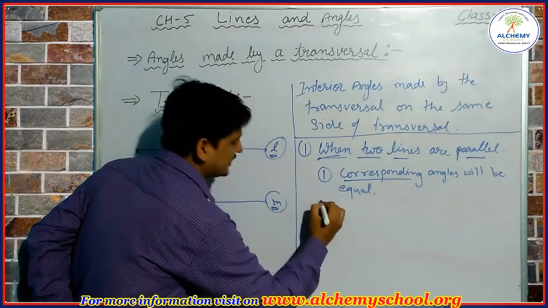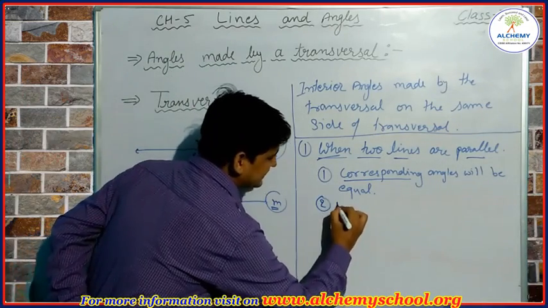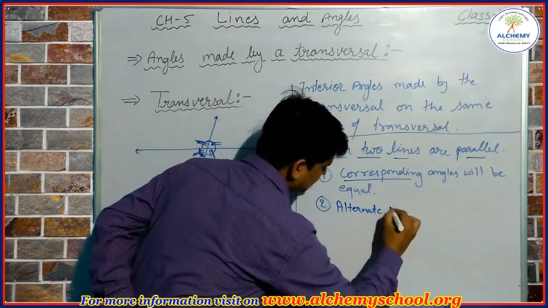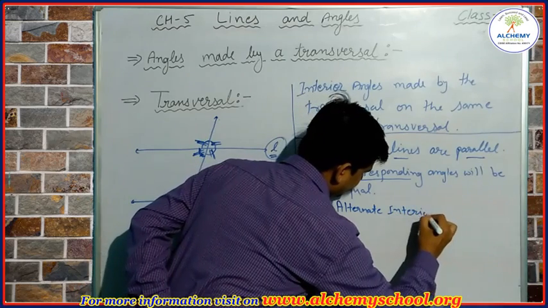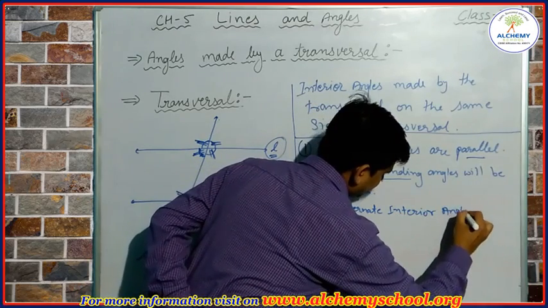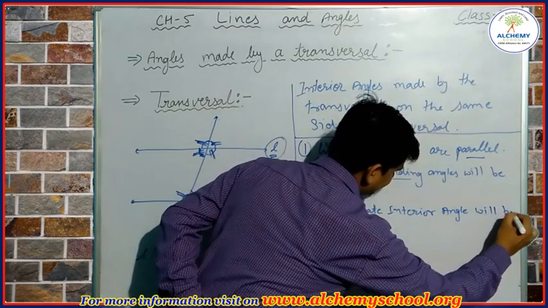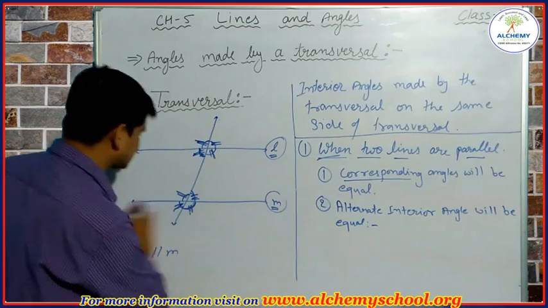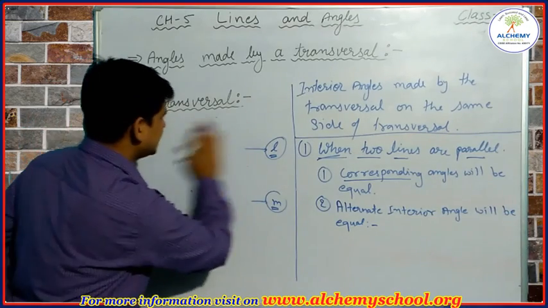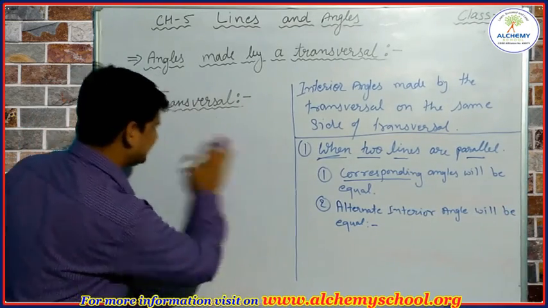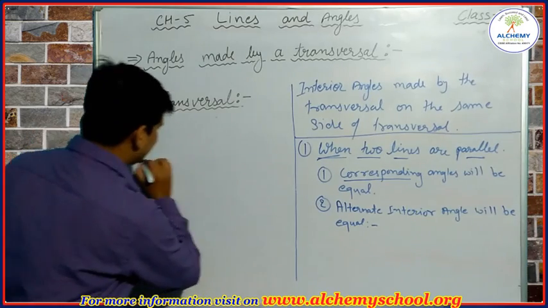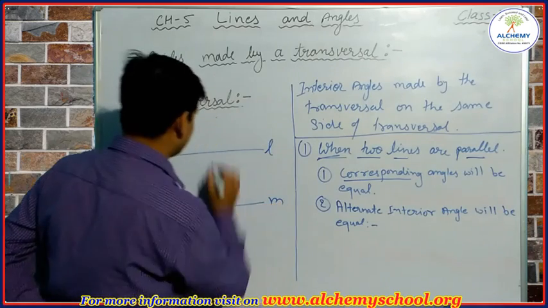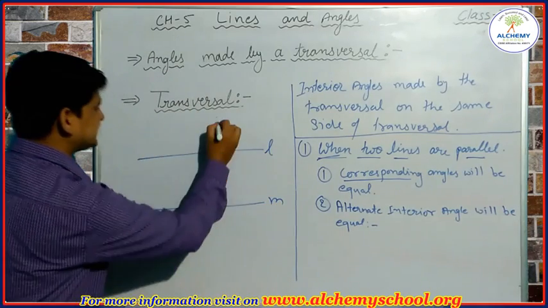The next thing, when two lines are parallel, their alternate interior angles will be equal. We will try to understand this also with the help of a figure. Suppose we have two lines and these two lines are parallel. So we can see line L, line M. L is parallel to M and this is the transversal.